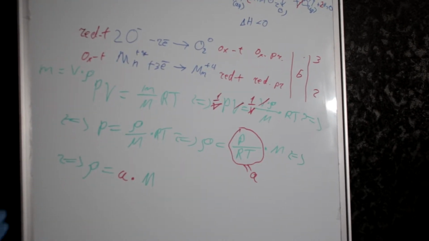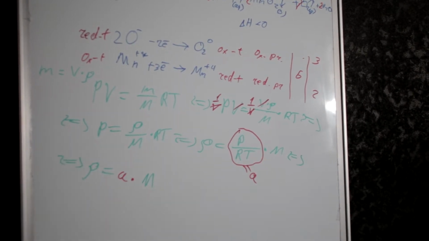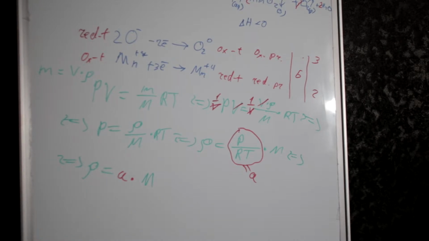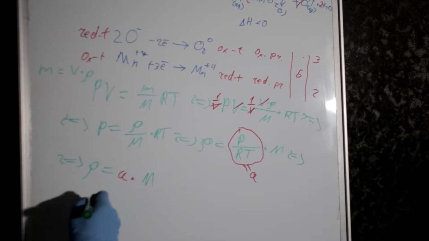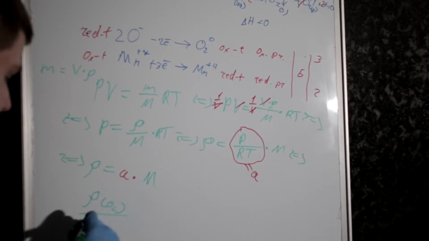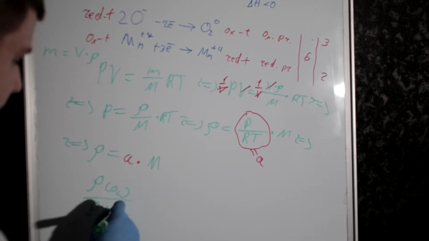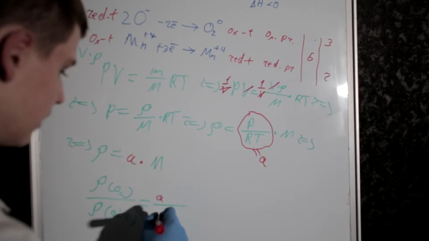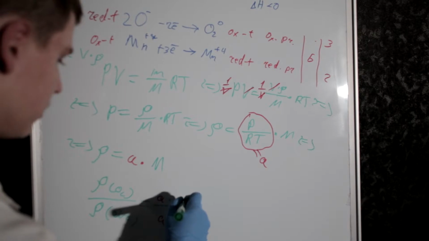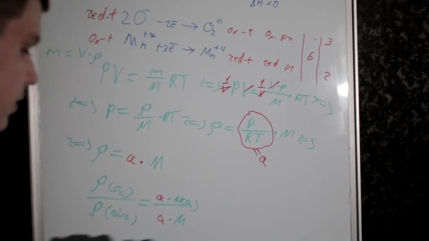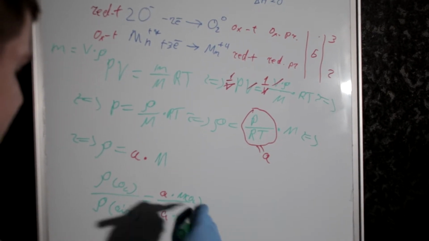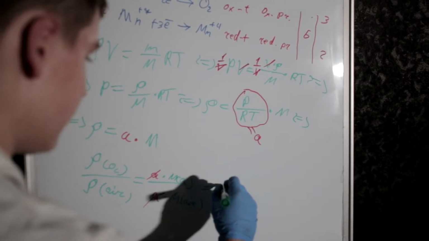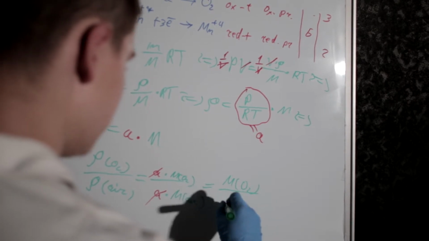So if we compare two gases in the same conditions, where we do not change the pressure and we do not change the temperature, the density is directly proportional to the molecular mass of the gas. So the density of oxygen over the density of air is equal to A multiplied by the molecular mass of oxygen over A multiplied by the molecular mass of air. We can see that the A's cancel out, so it is equal to the molecular mass of oxygen over the molecular mass of air.